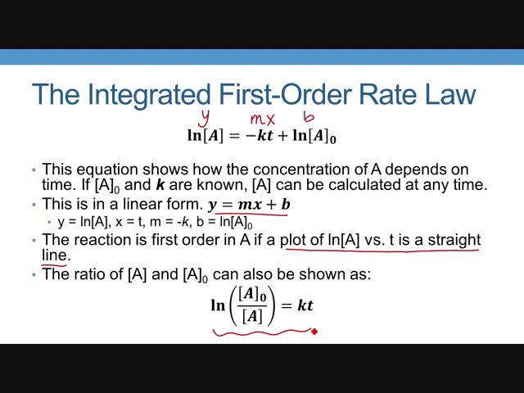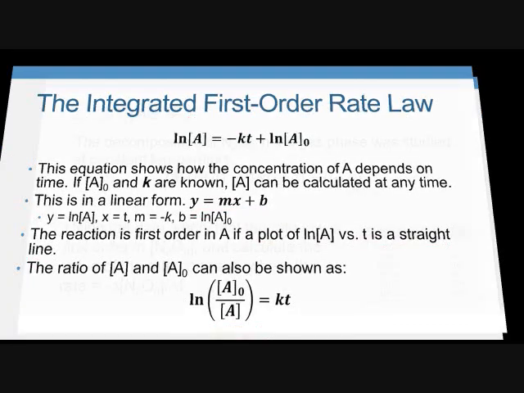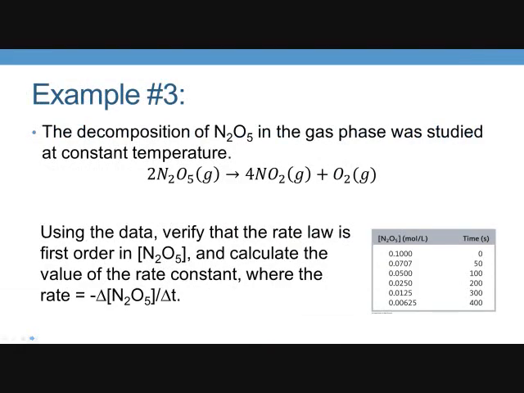Okay, so let's see what that looks like. We're going to graph it. So example 3 has the decomposition of N2O5 in the gas phase in this form. Using the data given, verify that the rate law is first order and calculate the value of the rate constant.